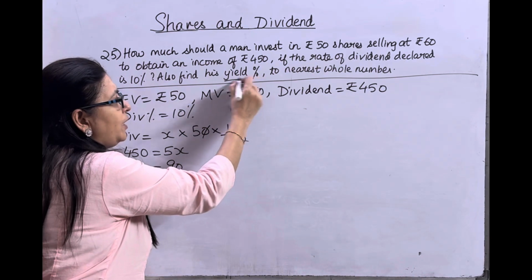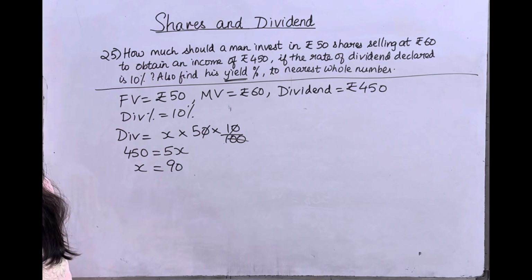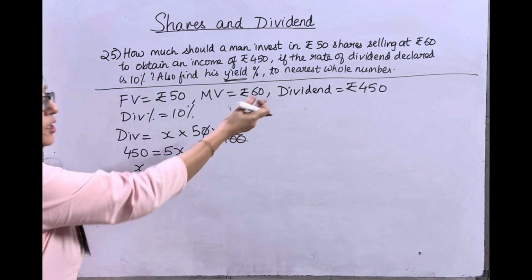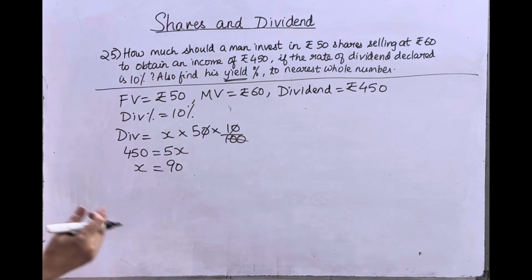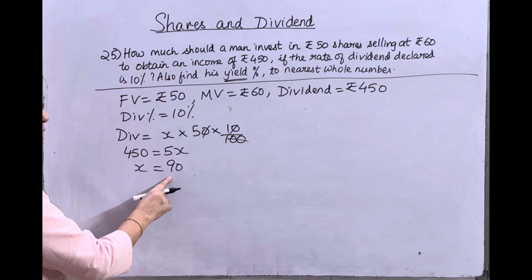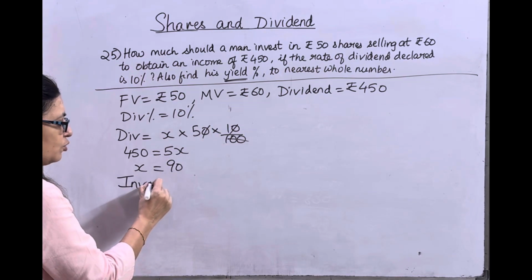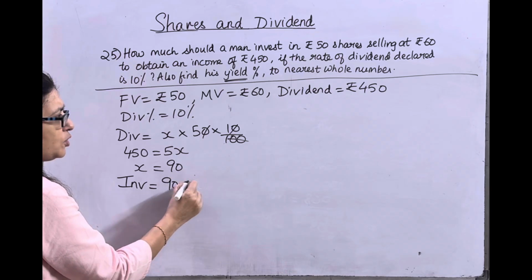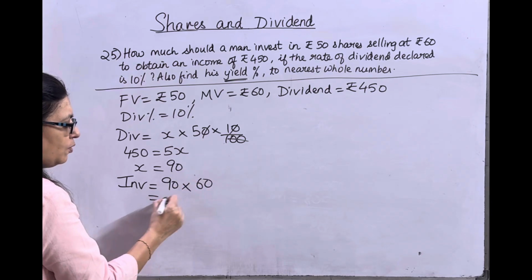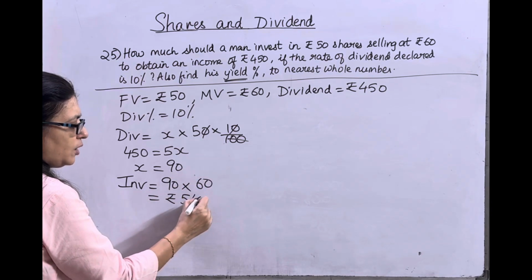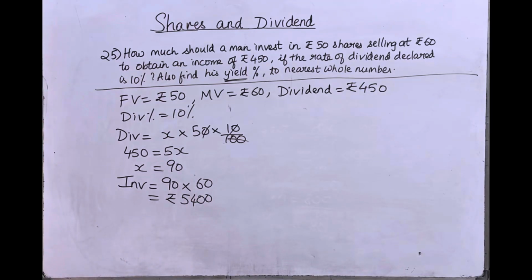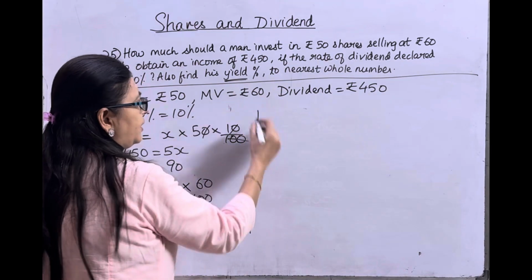What do you have to find? You have to find yield percent. What is the formula to find yield percent? It is dividend upon investment times 100. Dividend is given to you. Now you have to find investment. Number of shares is there, market value is there, so you can find investment. So investment is number of shares times market value, which is rupees 5,400. Okay. Now you have to find the yield percent.